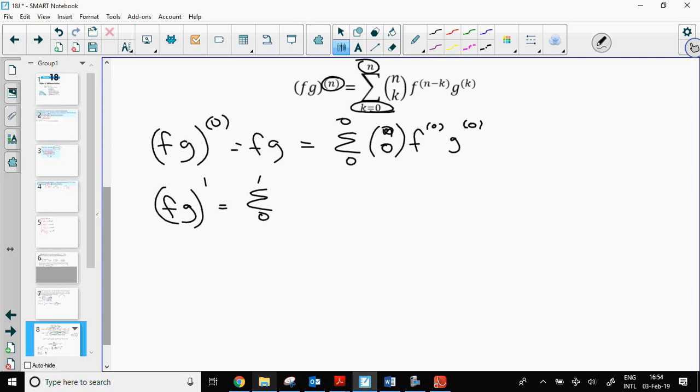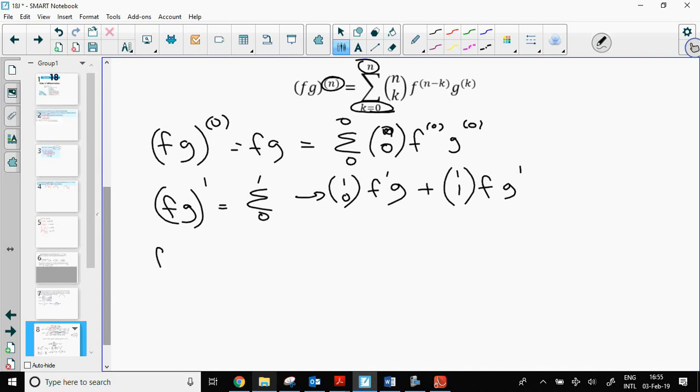When it's 0, then I have 1 choose 0 times what derivative of f? n is equal to 1, k is equal to 0, so that's f prime, times g, k is equal to 0, so that's just g, plus n is still 1, now k is 1. It's f, 1 minus 1 is 0, times g to the 1. 1 choose 0 and 1 choose 1 are both 1, so that gives me the first derivative.